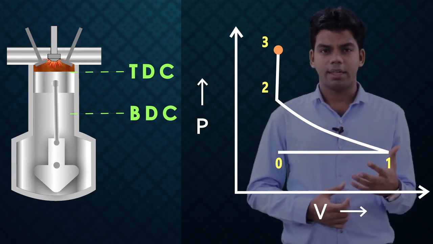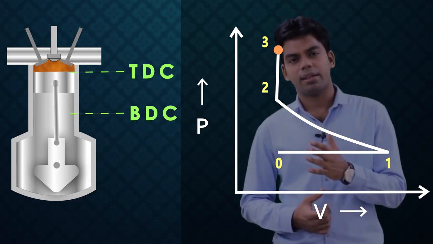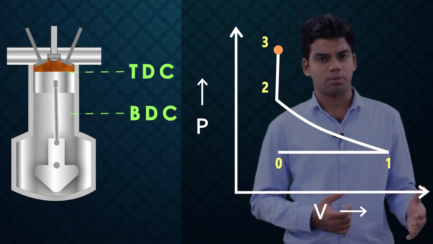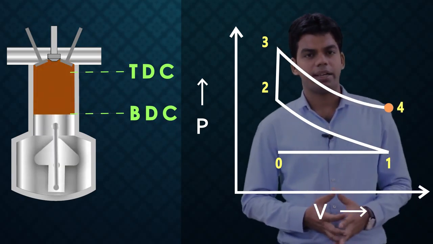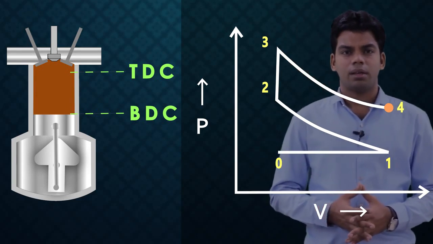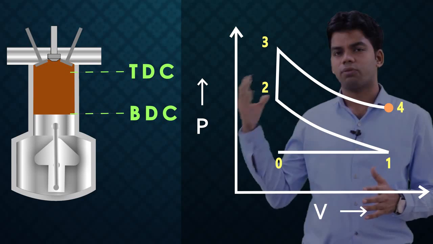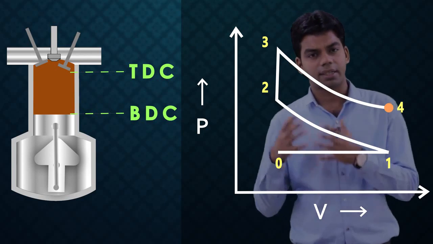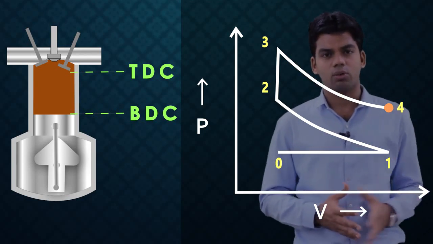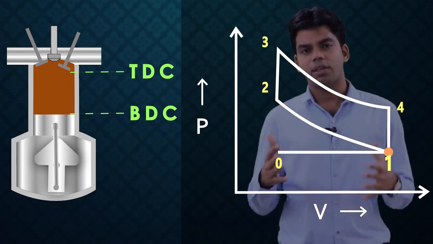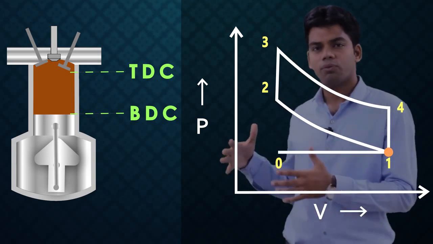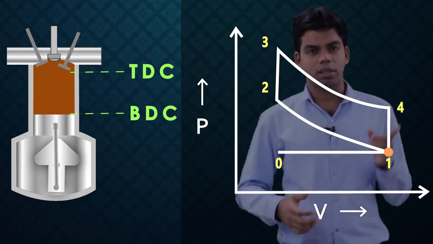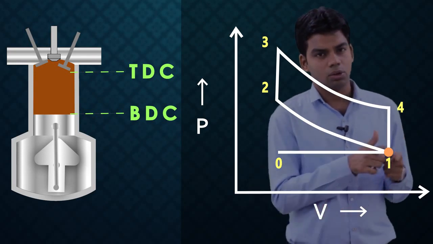Then after heat is added, it will expand, and that expansion ideally again is assumed to be a reversible adiabatic expansion process. So, 3 to 4 is a reversible adiabatic expansion process. The piston in this expansion process will travel from TDC to BDC. Now, at the end of this expansion the heat will be rejected, and that heat rejection is again at constant volume, from 4 to 1. After that comes the exhaust stroke, the piston will move from BDC to TDC, and the flue gases will get exhausted. Here the piston will again move from point 1 to point 0.